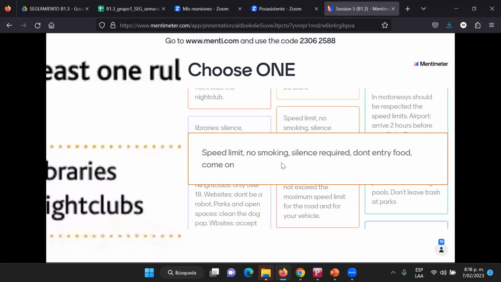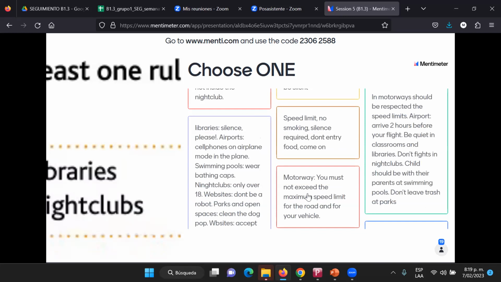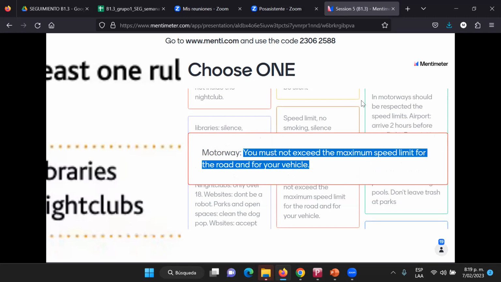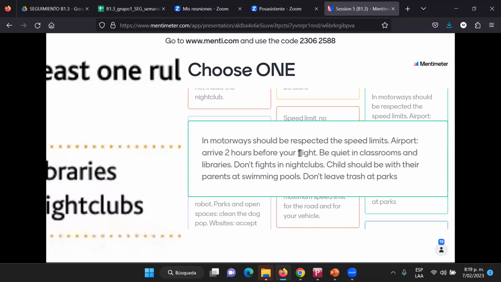Speed limit, no smoking, seatbelt required, do not enter with food, come on. Okay. Motorway: you must not exceed the maximum speed limit for the road and for your vehicle. Okay, this looks more like a complete statement, not just a phrase. That was the idea. In motorways, the speed limits should be respected. Watch the word order, okay?